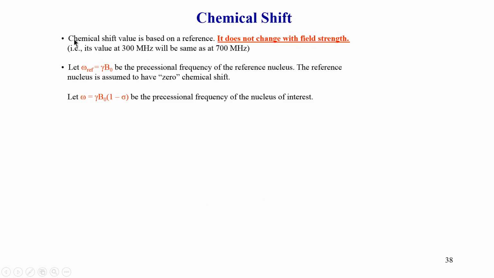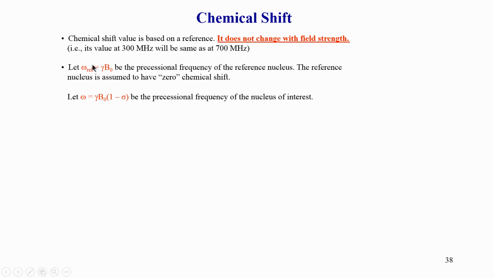Essentially, the main thing is that the chemical shift value, when we calculate it in the ppm scale, is based on a reference and does not change with field strength. This is a very important parameter. That means if I go from a 300 megahertz spectrometer to a 700 megahertz spectrometer and take the same molecule, ethanol or any other molecule, its chemical shift value in ppm should not change. That comes from this formula or calculation shown here.